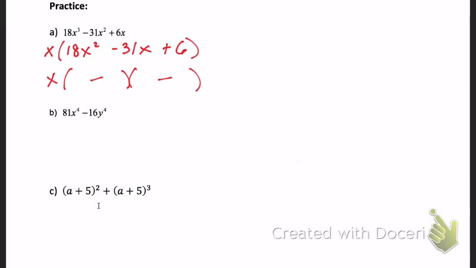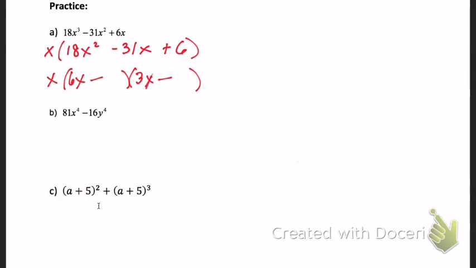Now I need 2 factors of 18. Let's choose the ones that are closest together. What would those 2 numbers be? 6 and 3, so 6x, 3x.